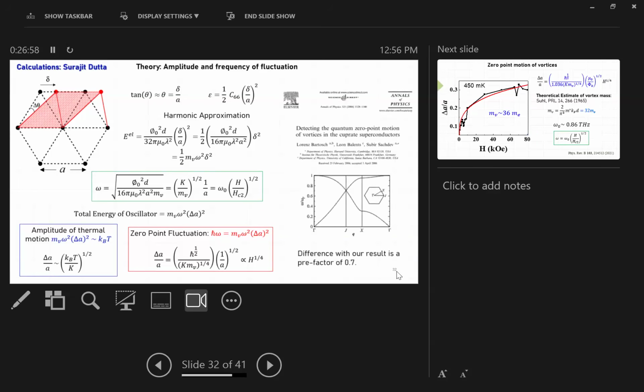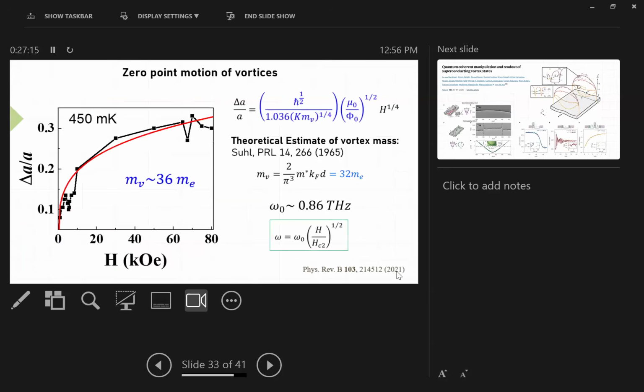This simple calculation, we realized, was done earlier by a-Re6Zr and his collaborators in a much more sophisticated way, taking the full dispersion. But the difference with our result was only a factor of 0.7.